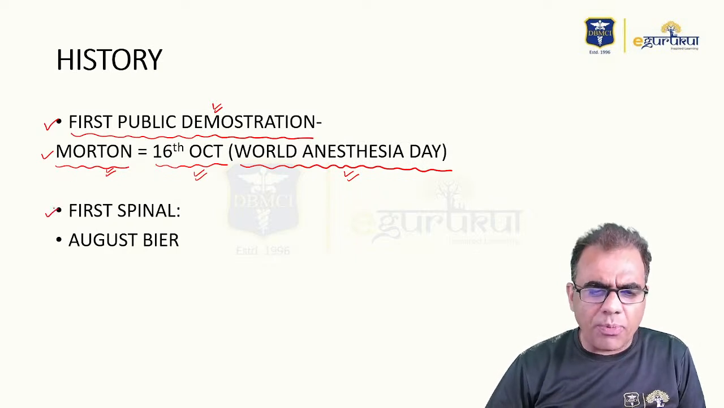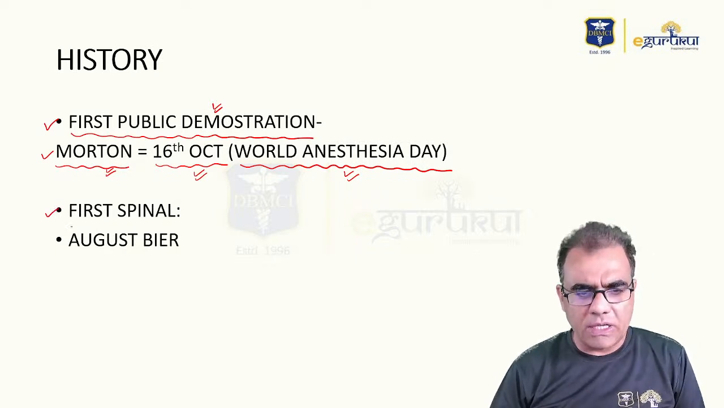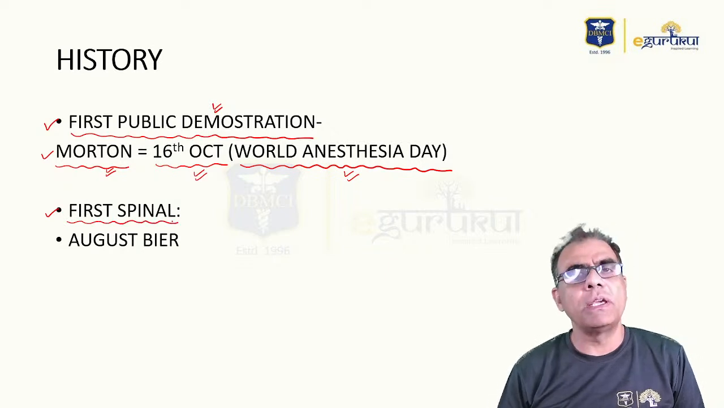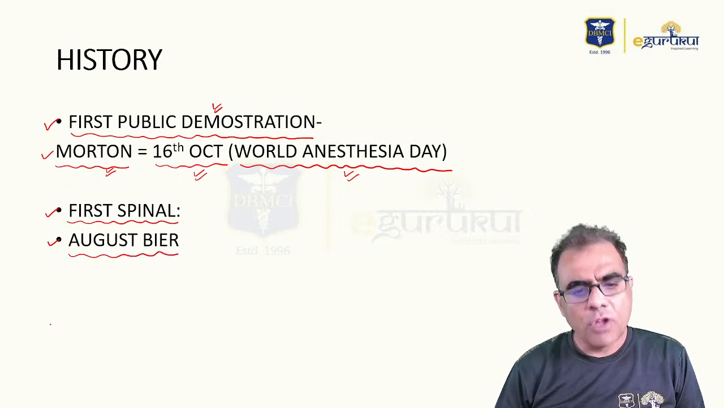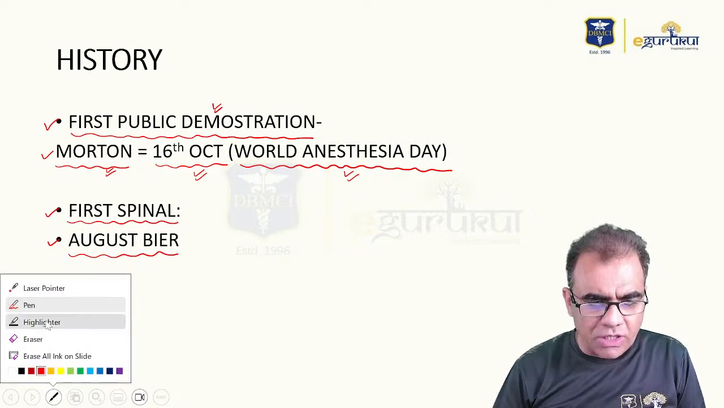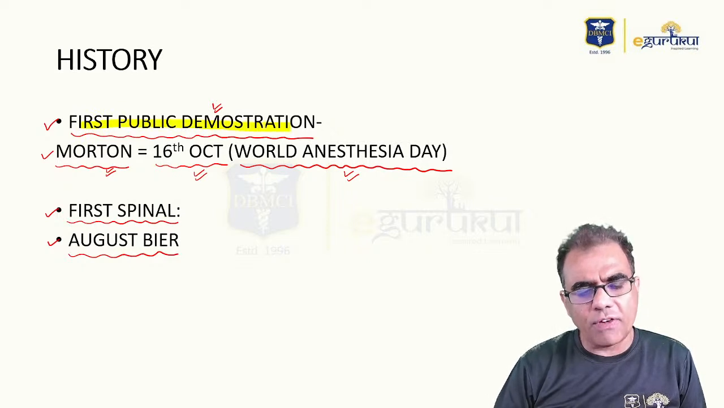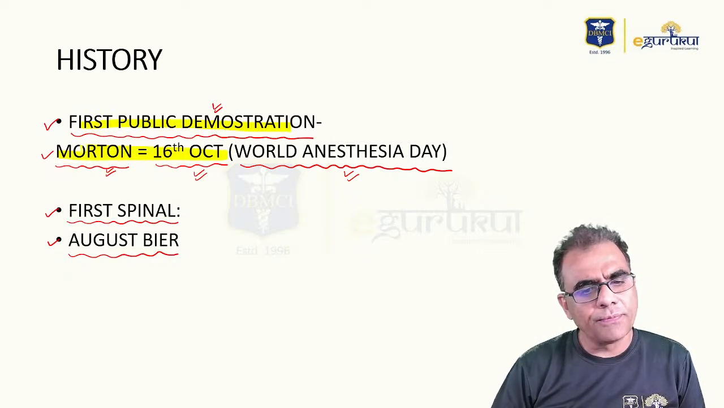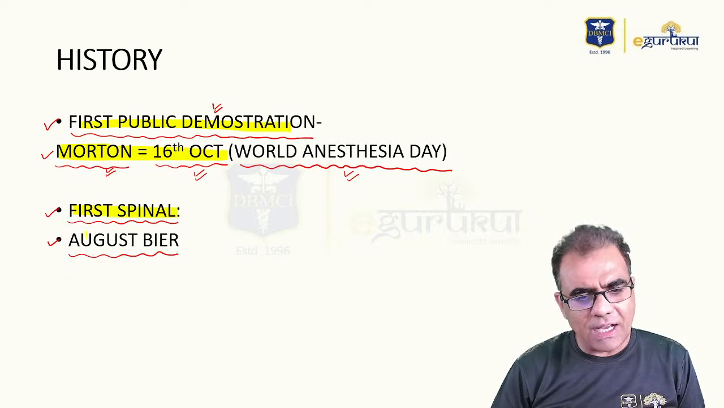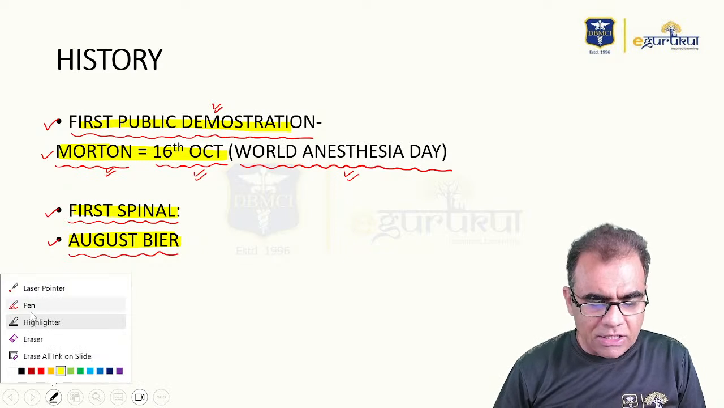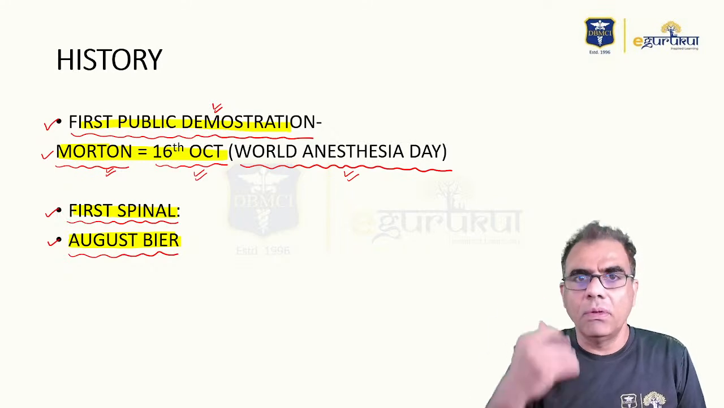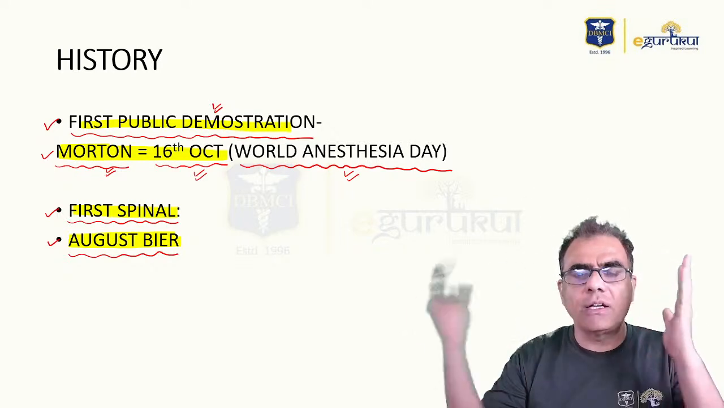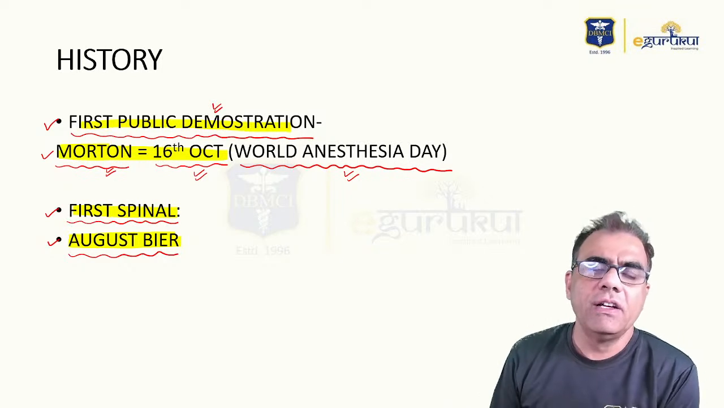Then the second most important landmark which you must know is first spinal anesthesia in human beings. First spinal anesthesia in human beings was given by August Bier. So these are the two important points in history that you should know. First public demonstration of anesthesia, that's by Morton on 16th October. And first spinal anesthesia, that was by August Bier. A very interesting fact is that August Bier gave this spinal anesthesia on himself. Means he subjected himself, and it was given by one of his friends, who was a physiologist.